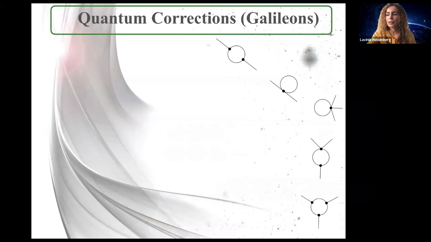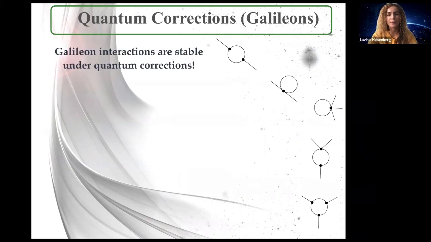Then concerning quantum corrections, let me also give an example there. We know that Galileon interactions are stable under quantum corrections. There is this non-renormalization theorem.